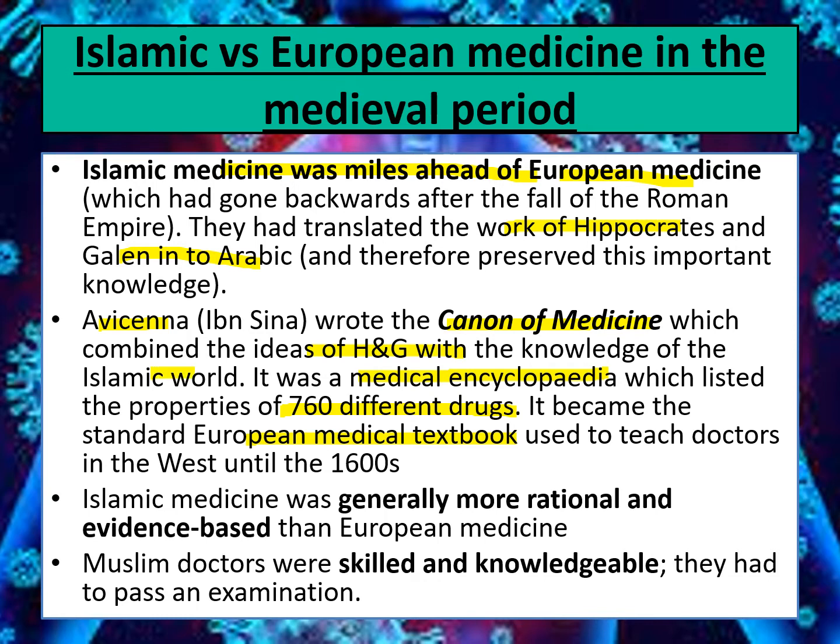So generally in this period, Islamic medicine was further ahead, and that was generally because it was much more rational and evidence-based, and generally Muslim doctors at this point were much more skilled and knowledgeable than the British physicians. For instance, they even had to pass an examination, whereas there were no regulations in England about who could be a doctor.